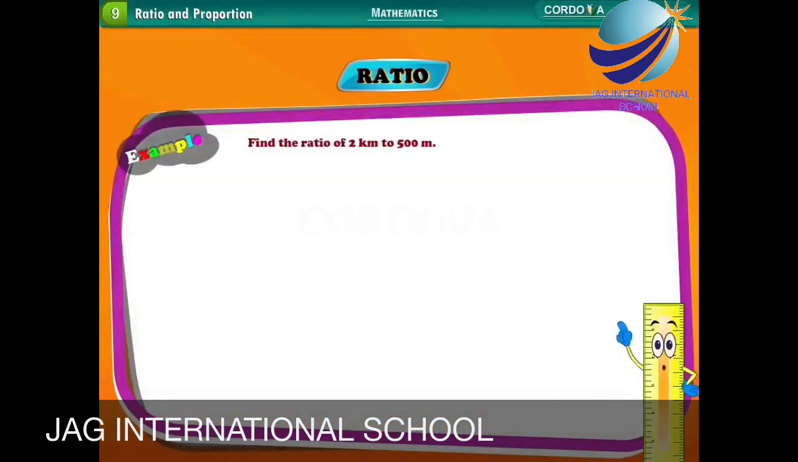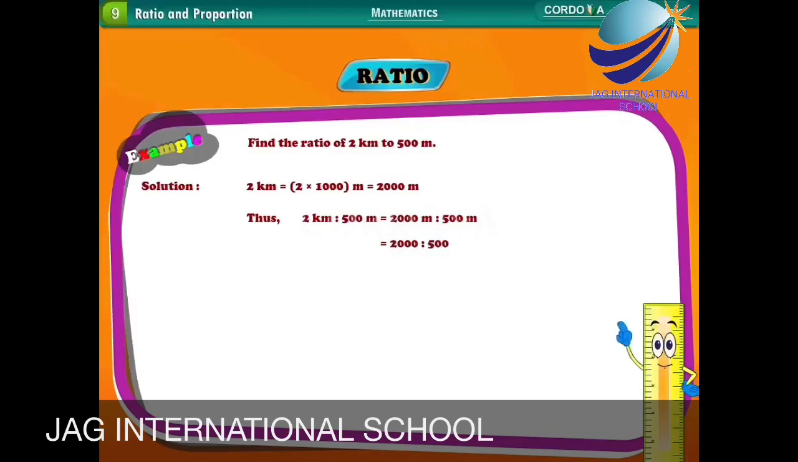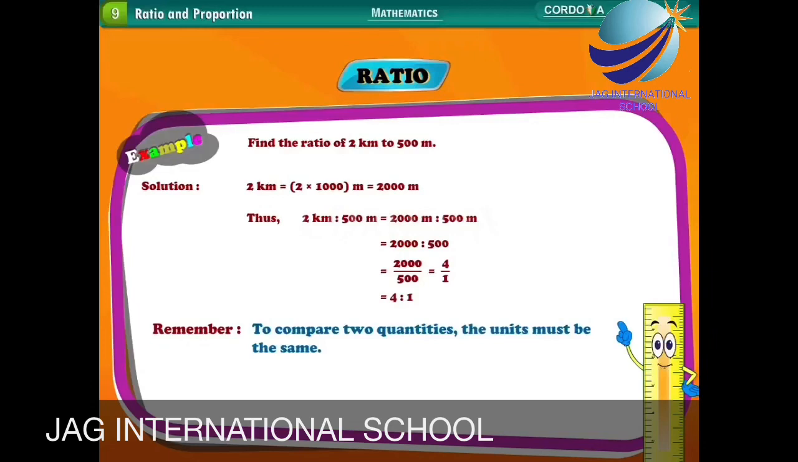Examples. Find the ratio of 2 kilometers to 500 meters. Solution. 2 kilometers is equal to 2 into 1000 meters, which is equal to 2000 meters. Thus, 2 kilometers is to 500 meters is equal to 2000 meters is to 500 meters, which is equal to 2000:500, which is equal to 2000 upon 500, which is equal to 4 upon 1, which is equal to 4:1. Remember, to compare two quantities, the units must be the same.